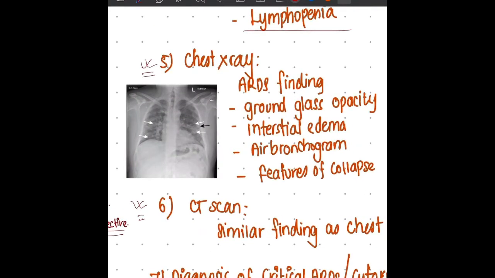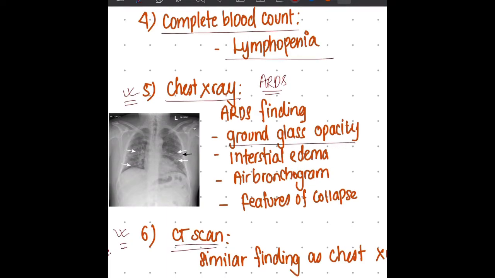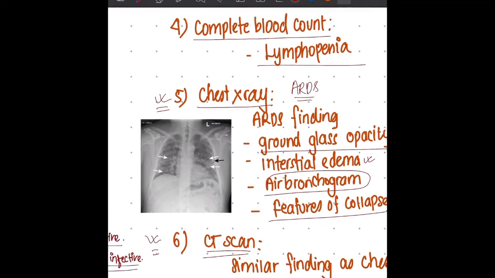the disease is progressing. So if you do a chest X-ray in the case of COVID-19, because COVID-19 causes ARDS, all the typical findings of ARDS will be present in the chest X-ray as well as in the CT scan. The typical finding of ARDS being ground glass opacity with air bronchogram, as well as interstitial edema, and finally features of lung collapse.